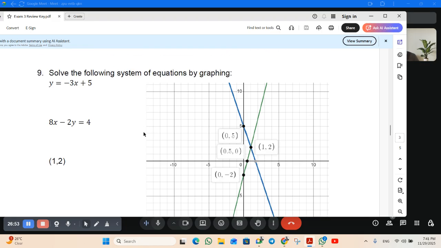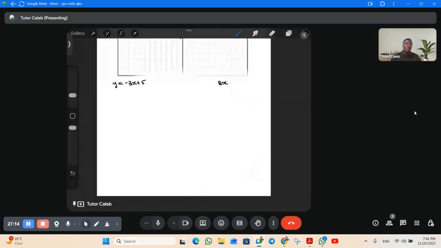Now, for question 9, it gives us 2 equations of lines. The first equation is y equals minus 3x plus 5. And the second equation is 8x minus 2y equals 4.